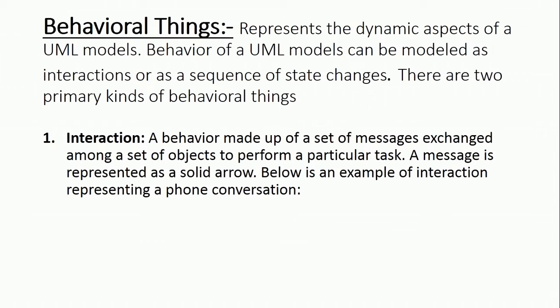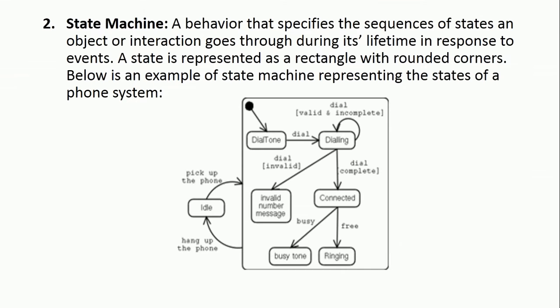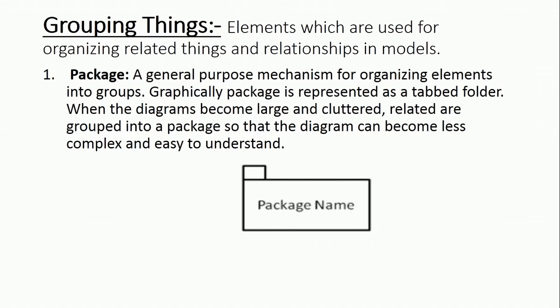Behavioral things represent the dynamic aspects of UML models. Behavior of a UML model can be modeled as interactions or as a sequence of state changes. There are two primary kinds of behavioral things. One is interaction and another is state machine.